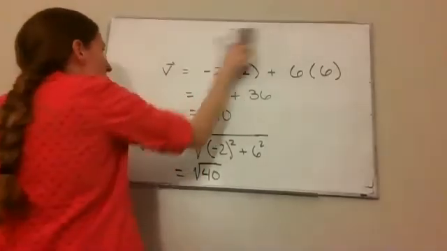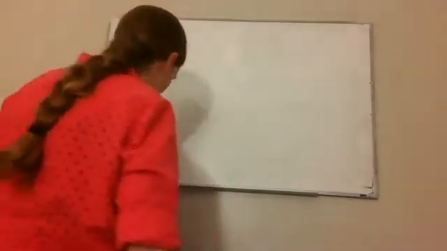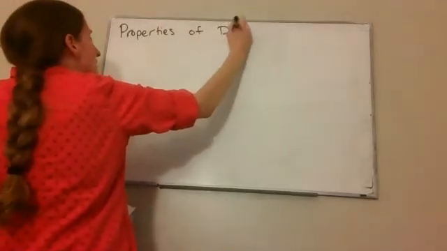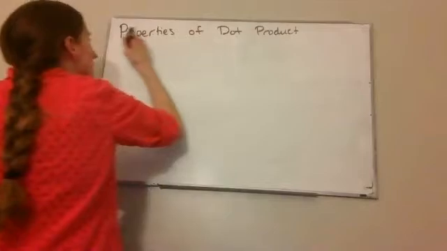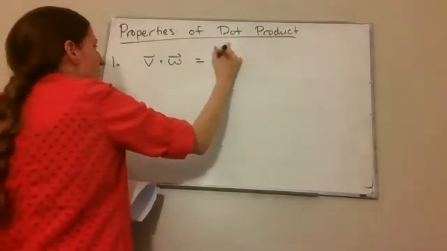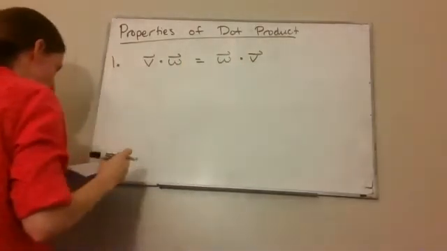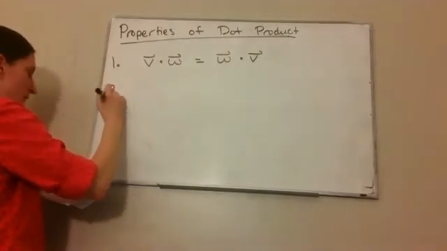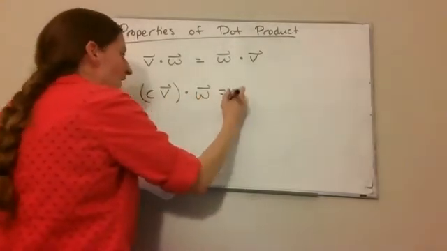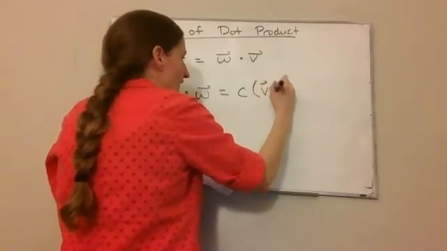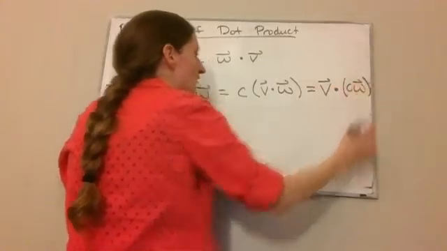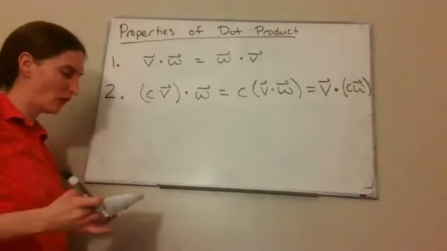So some properties of the dot product, some of which we just noticed in our first example, are as follows. First, v dot w is equal to w dot v. Second, c times (v dot w) is equal to (cv) dot w, which is equal to v dot (cw). So it doesn't matter where the scalar is multiplied, you get the same result for all of those.